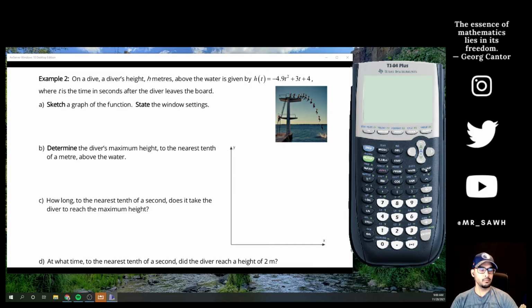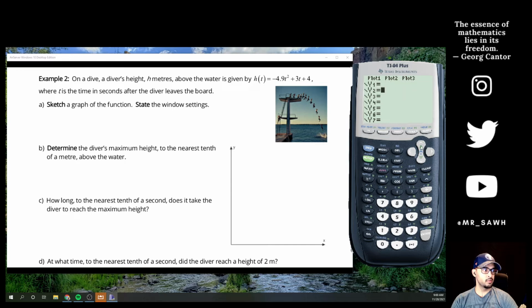So on a dive, the diver's height h in meters above the water is given by this equation. The height as a function of time is equal to negative 4.9t squared plus 3t plus 4, where t is time in seconds after the diver leaves the board. So sketch a graph, state the window settings. So let's graph this first.